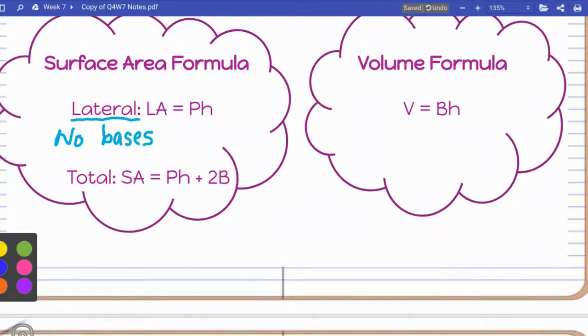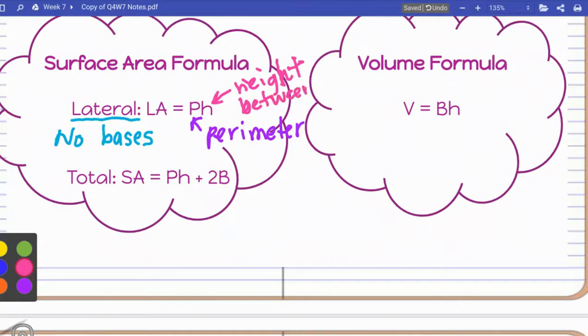If you look at the formula, lateral area is perimeter times height. Big P, perimeter. Little h stands for height of the prism. So that's going to be the height between the bases.